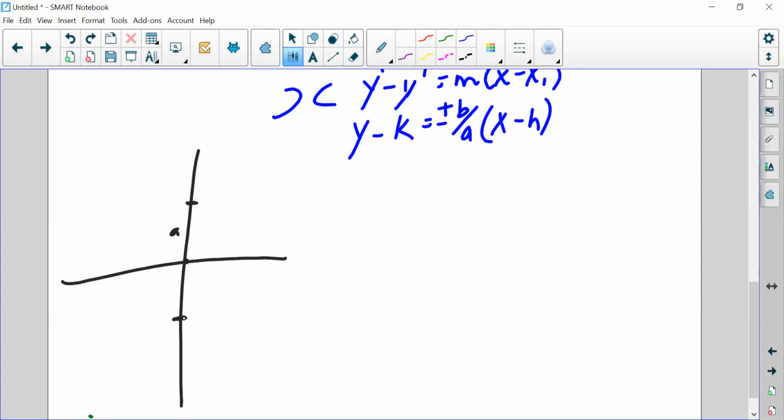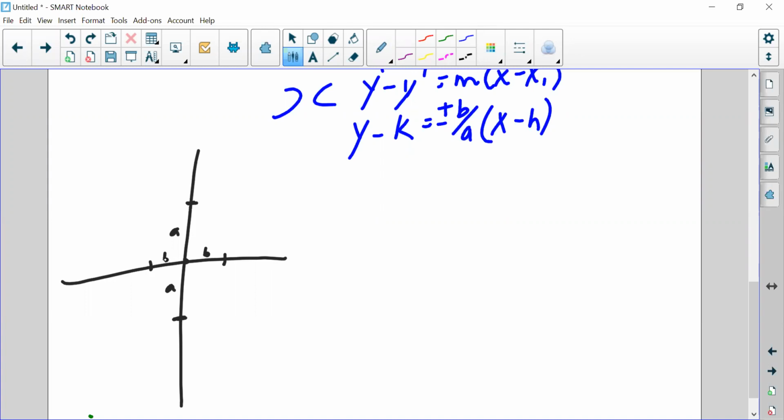As I'm opening up and down, my transverse axis is now connecting those two vertices. So this is going to be A and A, so it's going to be 2A distance. There's my transverse axis. And then to get my conjugate axis, I'm going to go over B units and over B units. Remember, the conjugate axis goes through the center and it's 2B. So this time it's in that opposite order.